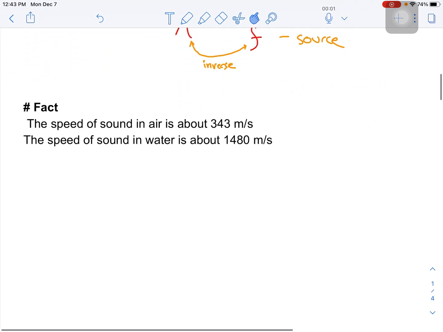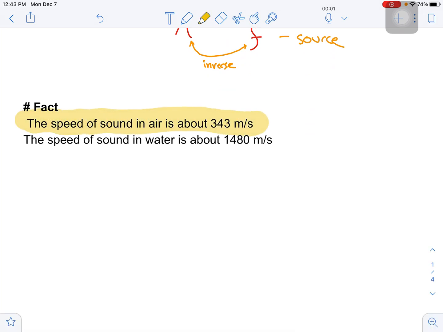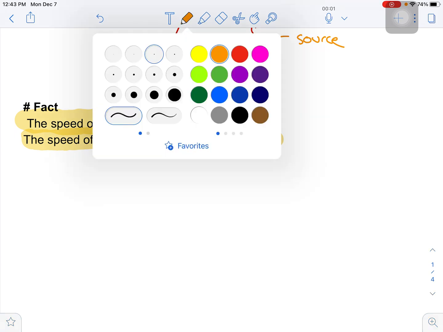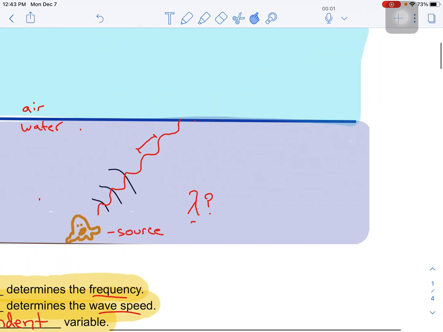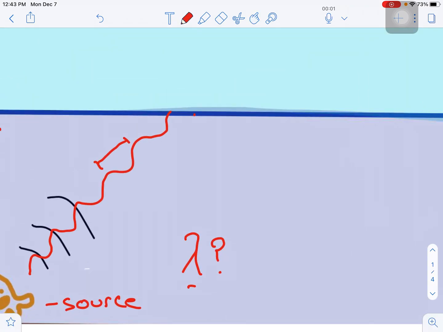Last thing that we need here. We need these two facts. The speed of sound in air is about 343 meters per second, and the speed of sound in water is about 1,480 meters per second. This is helpful to me because I now know that the speed of sound in air has a small velocity and the speed of sound in water has a big velocity. So let's add the V symbol, velocity, to my little model up here. So we have a fast velocity in water, we have a slow velocity in air.